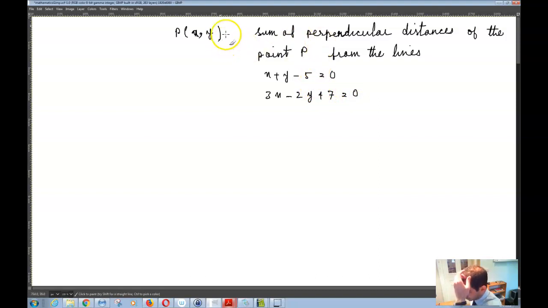And of course you need to take into consideration that this point is a variable point, meaning that it can move, not that it necessarily has to move, but it can move along some path or in some plane. But basically the point is variable. And the sum of the perpendicular distances of this point from these two lines, number one and number two, is always 10.